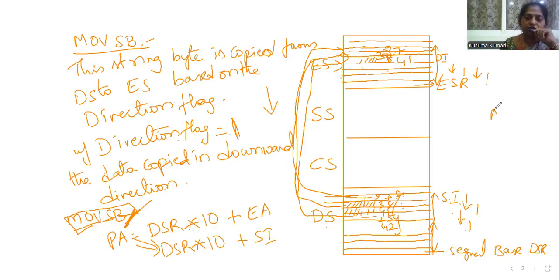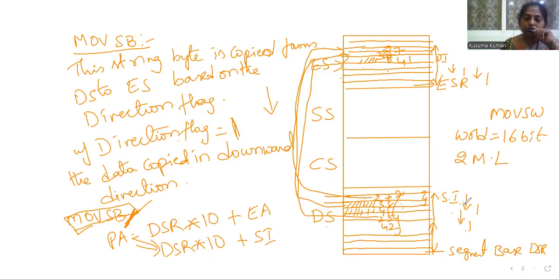Suppose for the same set of data, if we give the move string word, so word means what? Word means 16-bit data. 16-bit data means it is two memory locations. That means at a time, two memory locations of data are transferred.